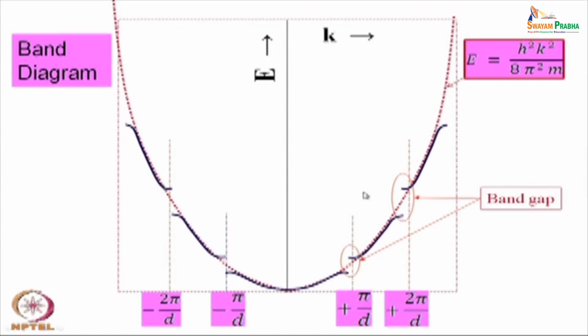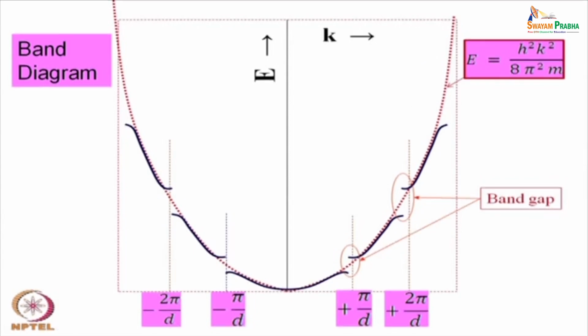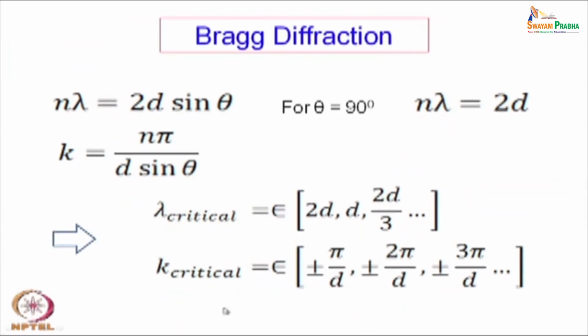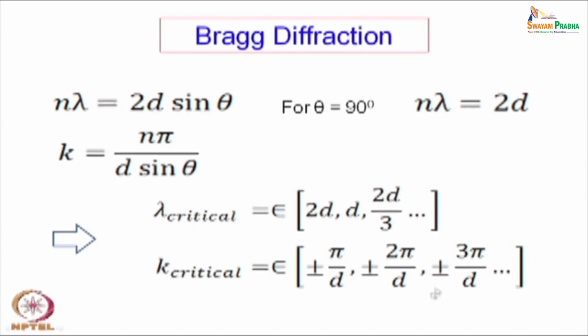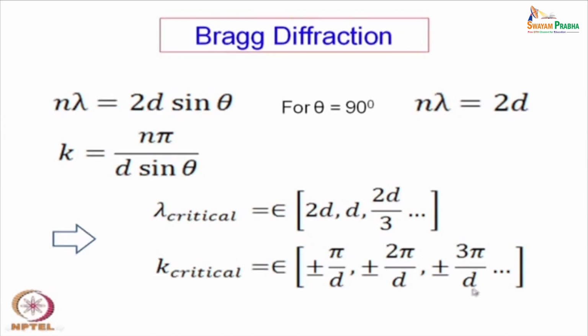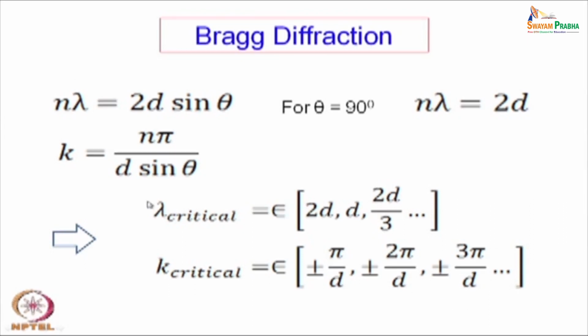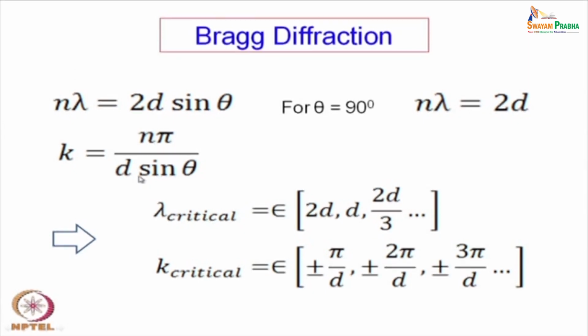But because of the periodic potential of the lattice and the consideration of Bragg diffraction that we have just discussed, a certain amount of discontinuity happens, and these discontinuities do not happen anywhere. Discontinuities occur at specific values of k. These critical k values are plus minus pi by d, plus minus 2 pi by d and plus minus 3 pi by d.